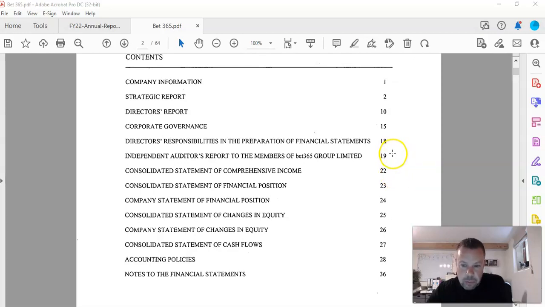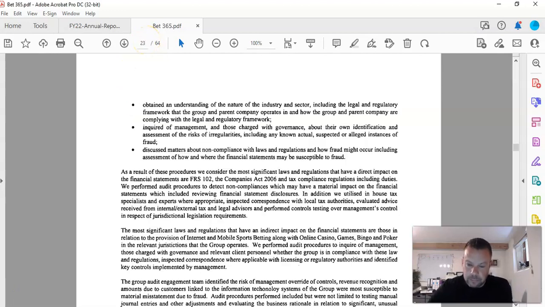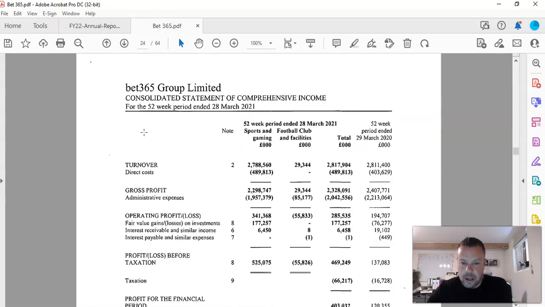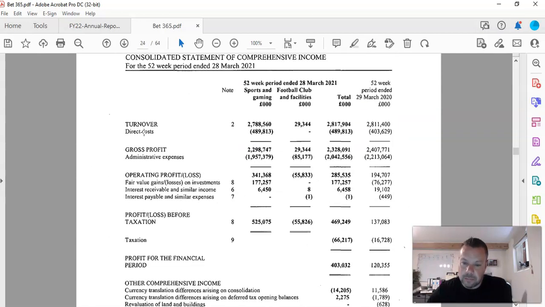So we've got auditors' reports, we've got details of directors' responsibilities, strategic reports and things like that up front. And then eventually we get to the statement of income or profit and loss account, the statement of financial position or balance sheet, and eventually down at page 27, there's the consolidated statement of cash flows. So if we scroll on, here we'll find that profit and loss account.